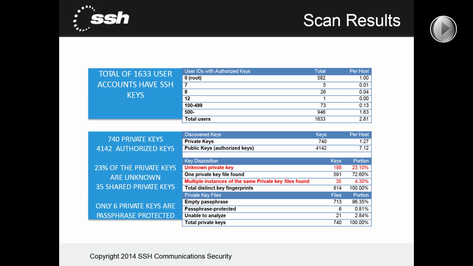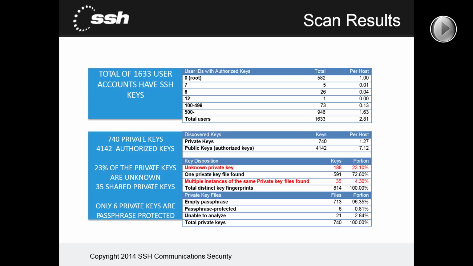So that means out of the selected number of servers that we scanned, for 23% of the public keys that we found, we didn't know what the private keys were. So they could be sitting on someone's USB stick ready to be used as an attack vector. It could be a server that we just didn't scan. It could be an outside connection. We don't know. But that shows that we need to be able to find out what that information is.